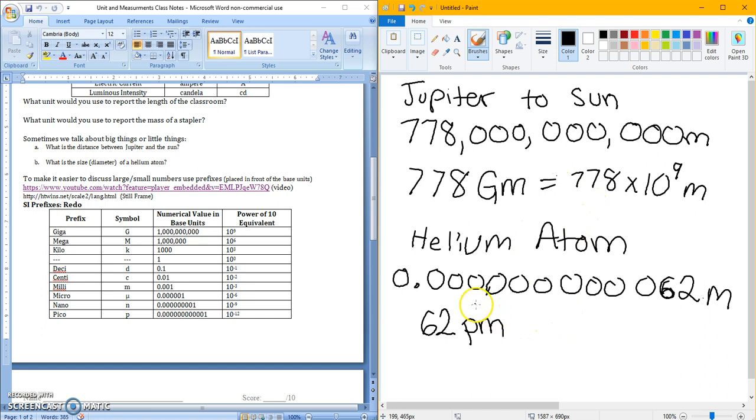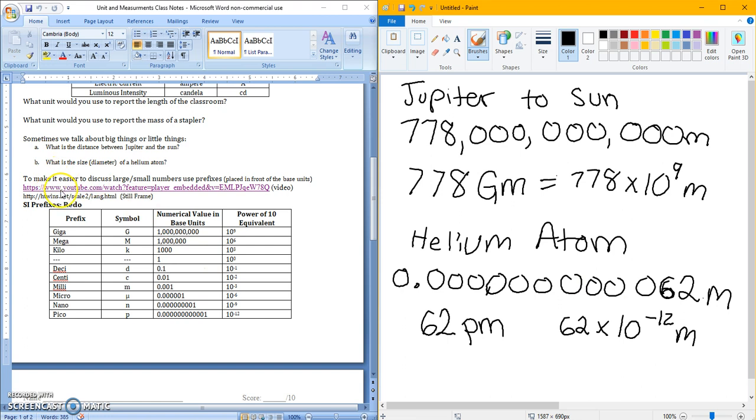Now, with scientific notation, I can use it for small numbers as well. So 62 times 10, and we counted all the way over 12 spots, so this would be 10 to the negative 12th. Remember, negatives are used for really small numbers. Positives are used for really big numbers. So that's how you write really big or really small numbers in a more easy fashion.